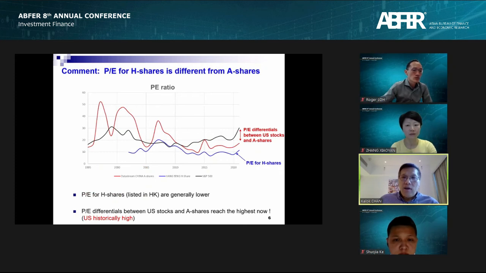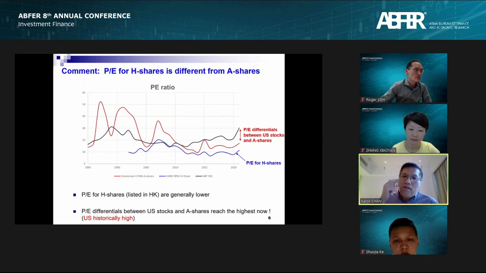Another thing I want to point out from the paper is that, of course, the China market has had quite high valuation, but there's a group of Chinese stocks which do not have that high valuation, which is the H shares. These are the Chinese stocks listed in Hong Kong. In this diagram, the blue line is the PE ratio for the H shares. It has been below the A shares and also below the US. So in fact, the H shares are more like the emerging market.